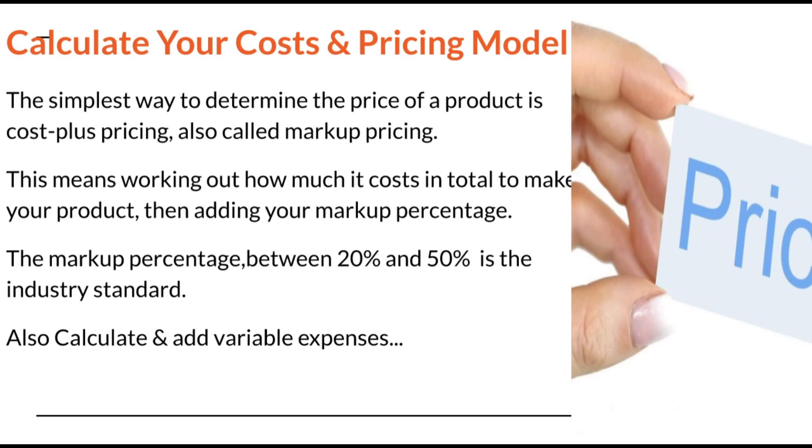Now, pricing models and how to calculate your cost. The simplest way to determine the price of your product is cost plus pricing, right? That's also called markup pricing. This means working out how much it costs in total to make your product, then adding a markup percentage. As an example, a markup percentage between 20% and 50% is industry standard. Also, you have to calculate and add variable expenses, utilities and everything, to your costs, right? It's very important.